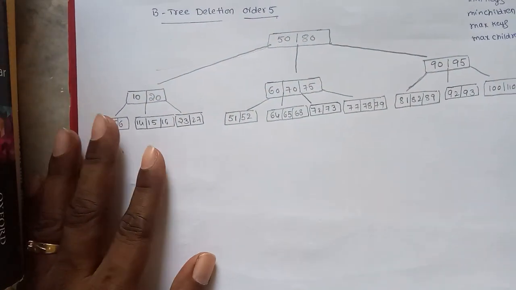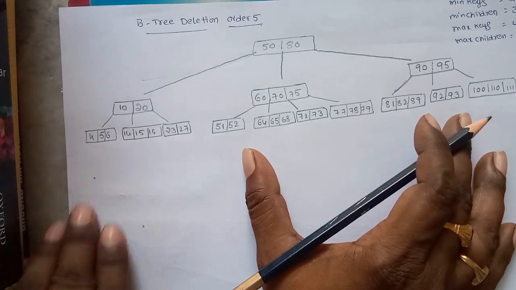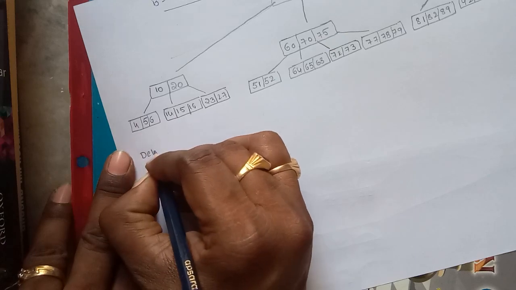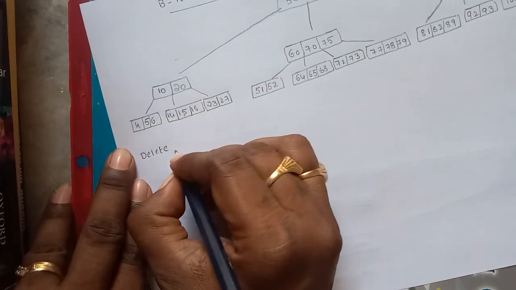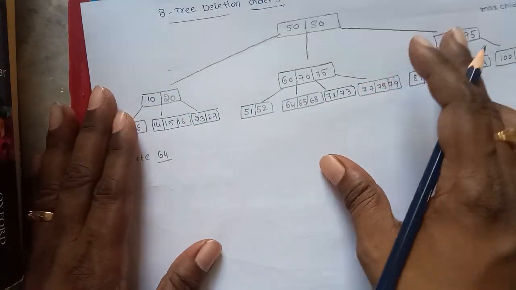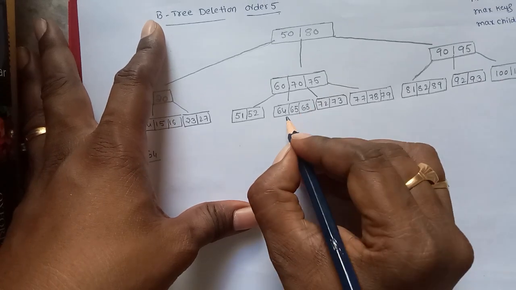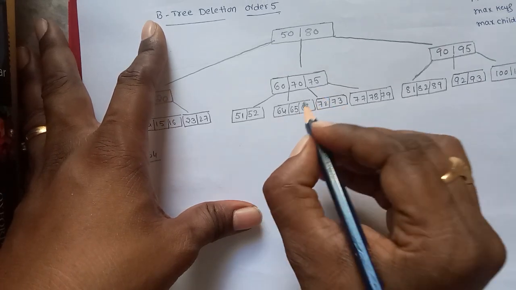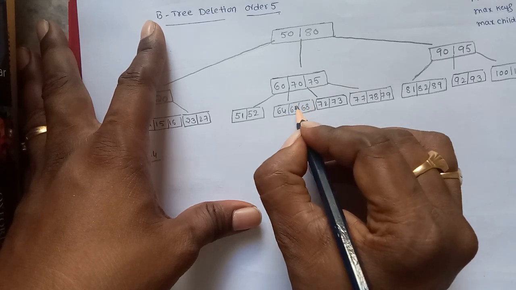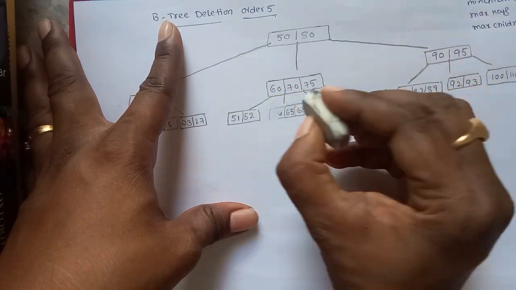Now consider this example. I am updating the same tree. Delete to maintain all the properties. First I am deleting the element 64. 64 is in the leaf node. After deleting 64, the node still contains two elements. So simply delete 64.